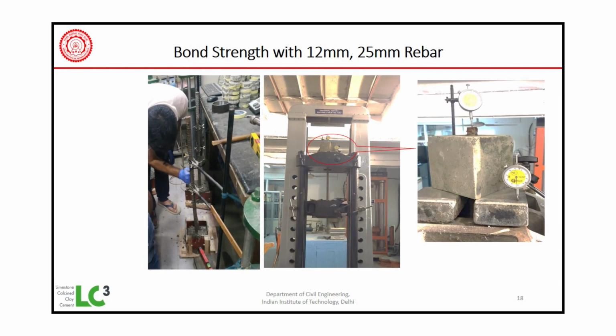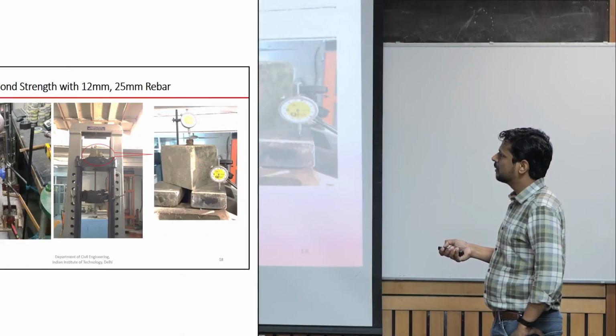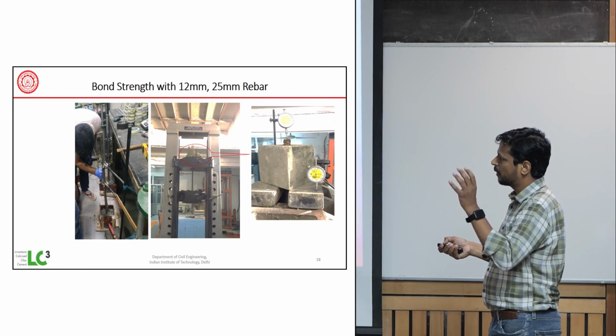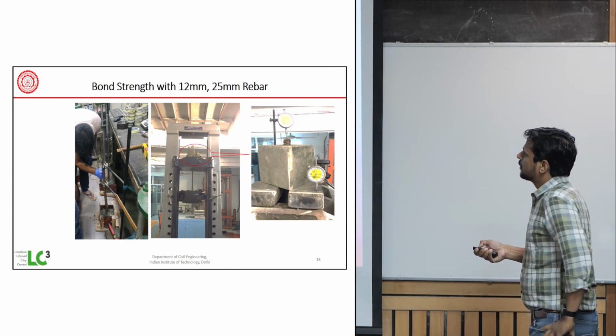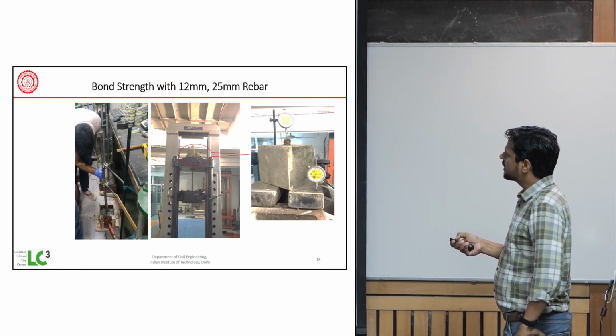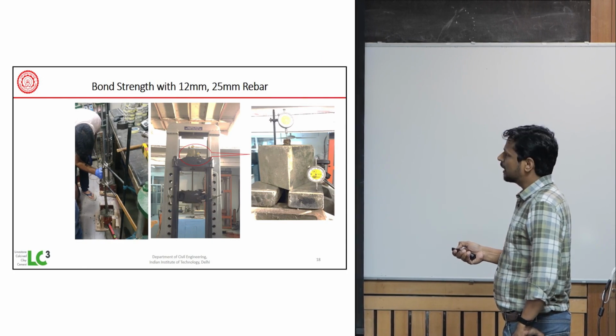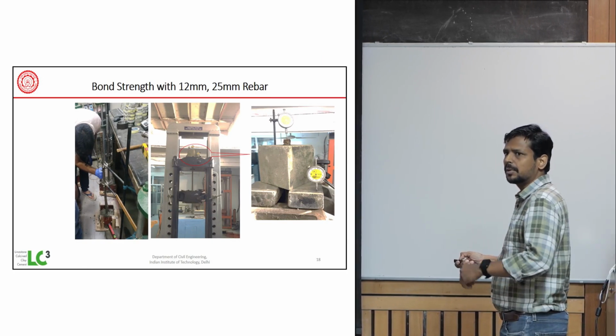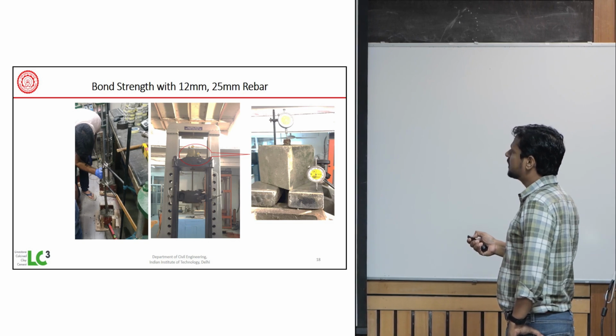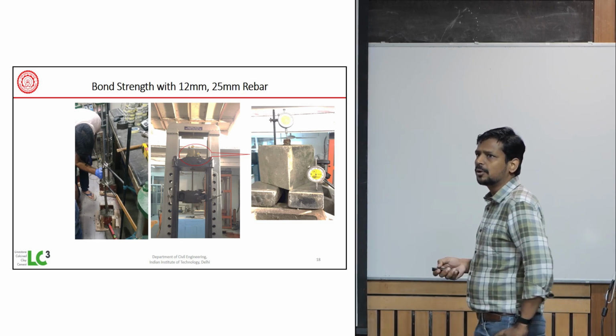To do this, we prepared a sample like this, where a cube has a reinforcement bar embedded in it. To ensure that this reinforcement is perpendicular, we used a spirit level. So this is a testing arrangement where we rested this cube like this, and we pulled this reinforcement bar down, and we measure the relative slip between the reinforcement and the concrete cube.